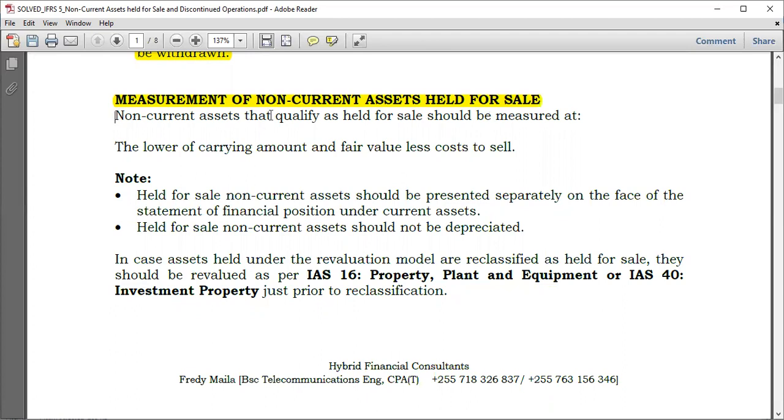This is very simple. Non-current assets that qualify as held for sale should be measured at, see now, the lower of carrying amount and the fair value less cost to sell. If you see this, you will find out that it's just like impairment, except for the recoverable amount, because in impairment of assets, we record an asset at the lower of carrying amount and the recoverable amount, right? Because if carrying amount is greater than recoverable amount, then we use recoverable amount. If carrying amount is less than recoverable amount, we leave it as it is. That means we usually record it at the lower of carrying amount and the recoverable amount. You see that?